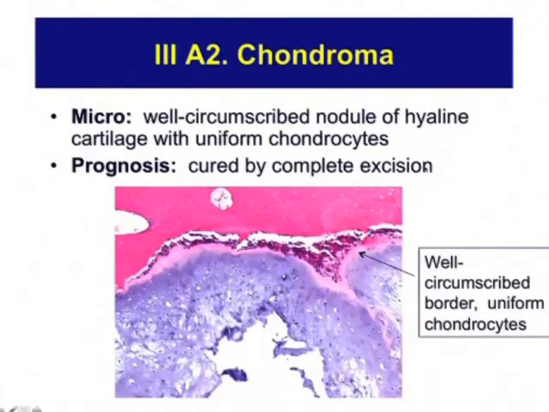So this is what it looks like under the microscope. It's just hyaline cartilage. It's a mass of hyaline cartilage, and this is where it intersects with the bone. You can see there's a nice border. It is not infiltrating into the bone. So this is a benign tumor. We cure it just by cutting it out.